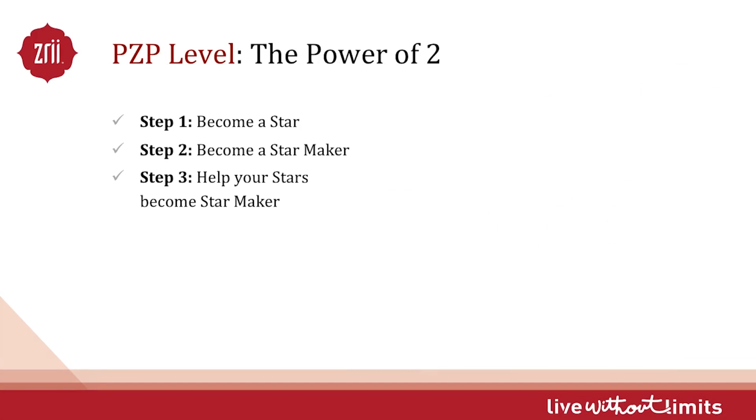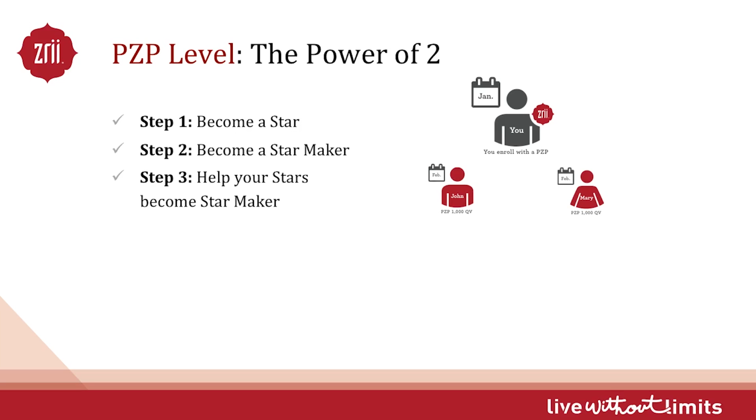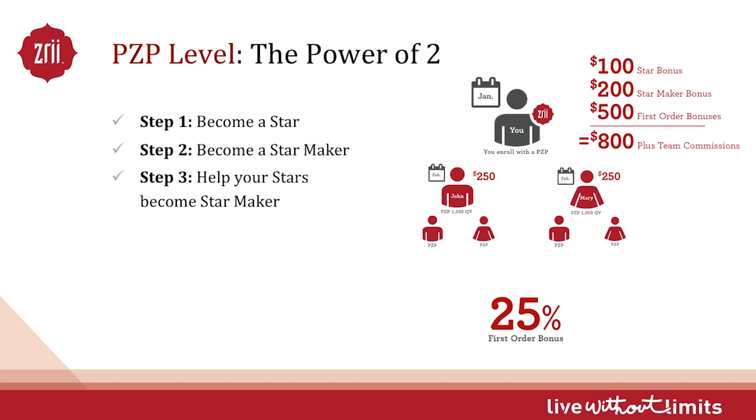Let's take a look at how powerful the Power of 2 system can be when you duplicate the PZP level instead of EZP. In other words, you enroll with Zrii on a Premier Z Pack or PZP for 1000 QV, and you duplicate the same thing with John and Mary, which they then duplicate with their teams. At the PZP level, your first order bonus would rise from 15% to 25%, earning you $250 on John and $250 on Mary. Instead of earning $450 in bonuses plus team commissions, you would earn $800 plus team commissions.